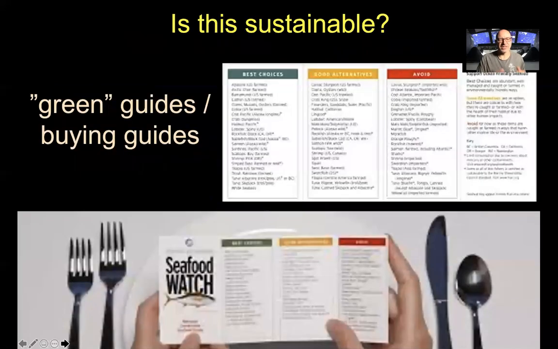The other broad category is these green guides or buying guides, the most famous of which is the Monterey Bay Aquarium's Seafood Watch program. You can't go to the aquarium now because it's closed, but when things are back to normal and you go to Monterey Bay Aquarium, you can pick up these so-called wallet cards. They're tri-fold or quad-fold, so they fold up to the size of a credit card and slip into your wallet. And that was by design.